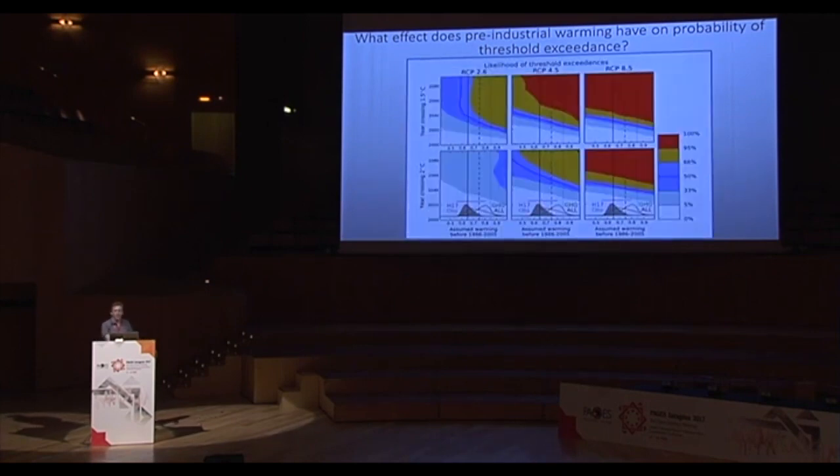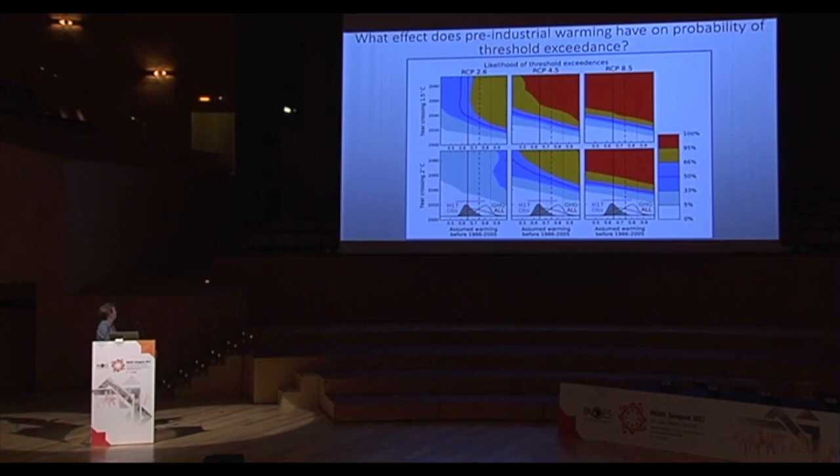And this is just another way of plotting this information. This is the likelihood of threshold exceedances shown by the colour of the shading. This is now the assumed warming before 1986 to 2005. So the observations put us at about 0.65, that's from 1850 to 1900. But then if you assume 0.1 degrees warming before that period and 0.2 degrees warming for that period.